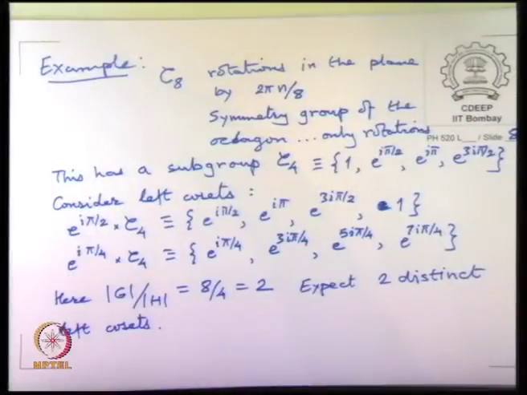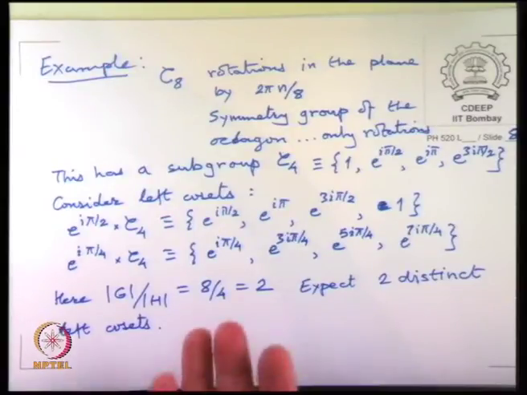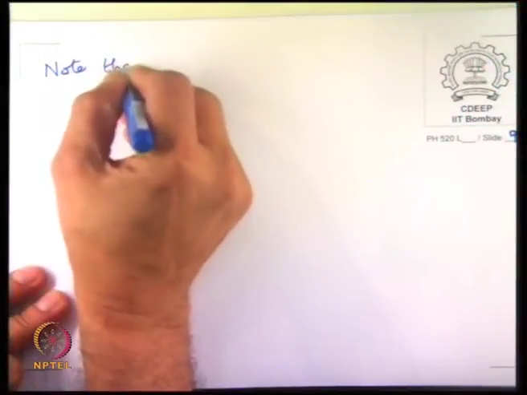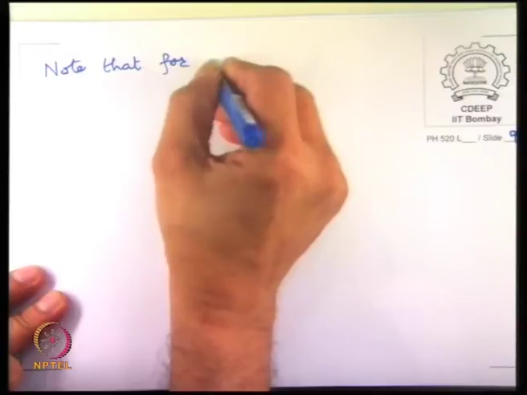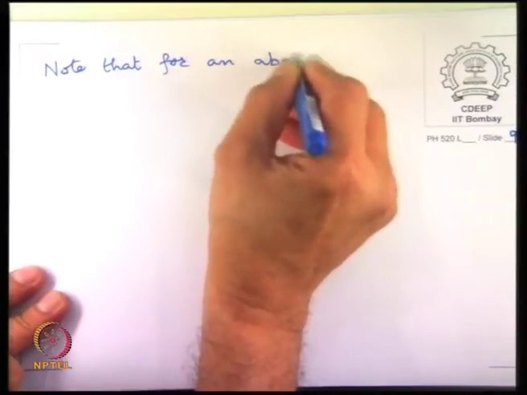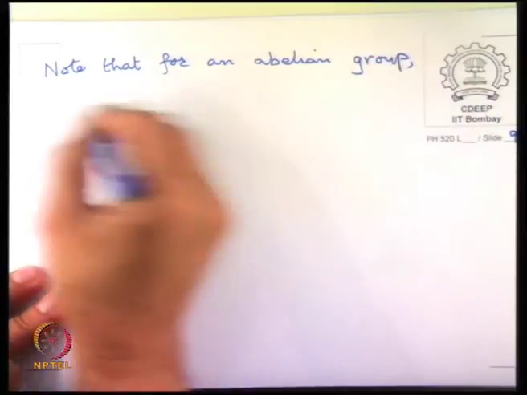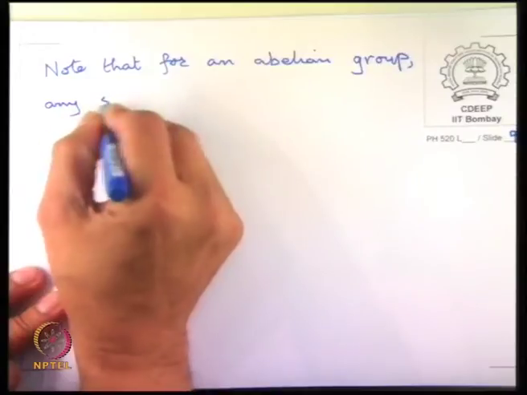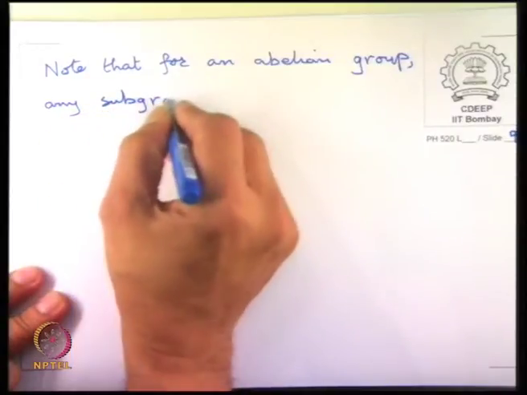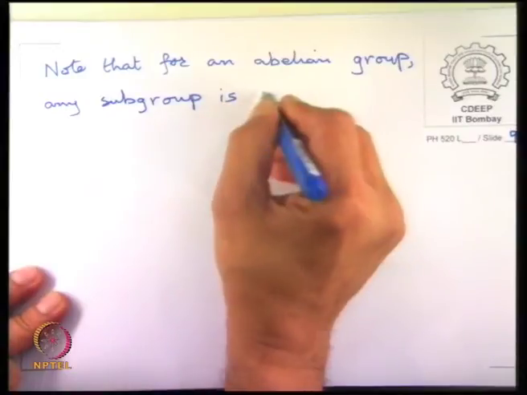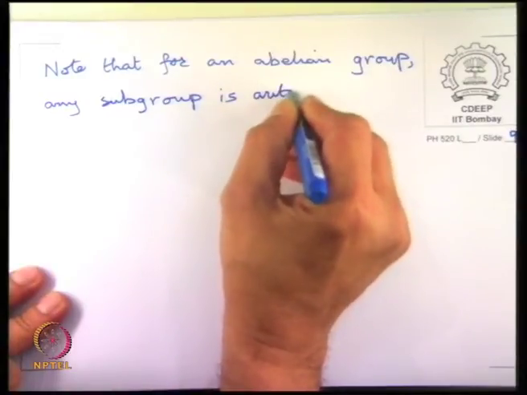Now because this group also happens to be an abelian group, it also happens that the subgroup is an invariant subgroup, because for an abelian group, any subgroup is automatically normal or invariant.